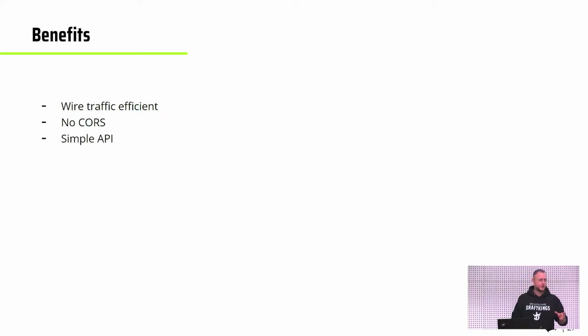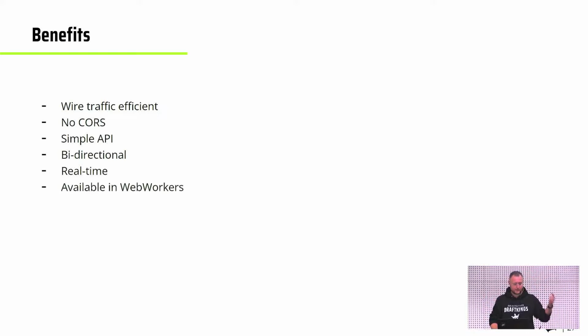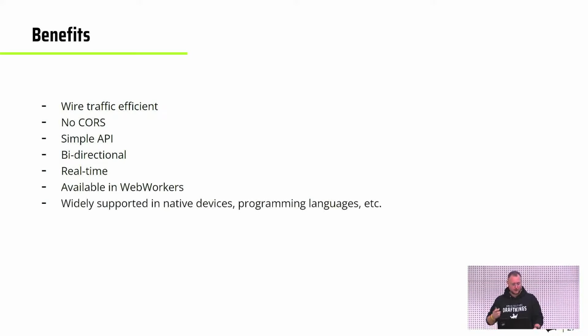They have a very simple API. The API is basically new WebSocket, on message, do this, send message. It has two methods, that's all. And they're bidirectional, which means that we open a channel between us, and only us two can communicate on this channel. Obviously, real-time communication. They're available in web workers. Anybody has used them? Web workers? Like 6, 7 guys, nice. And they're also available on mobile devices, on .NET, on Kotlin, on Swift, on whatever you can imagine.